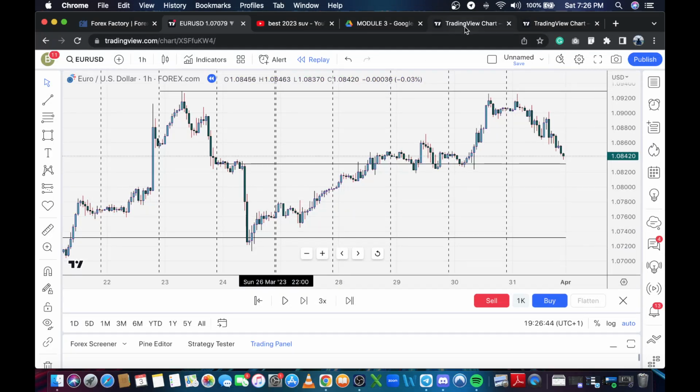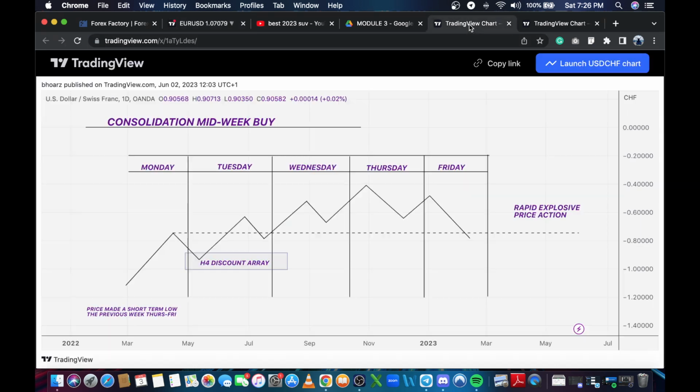I'm sorry, I'm talking so fast. Price made a short-term low the previous week, Friday, and then starts the expansion cycle on Monday. And in between Tuesday going to Thursday, there will be some kind of decline.